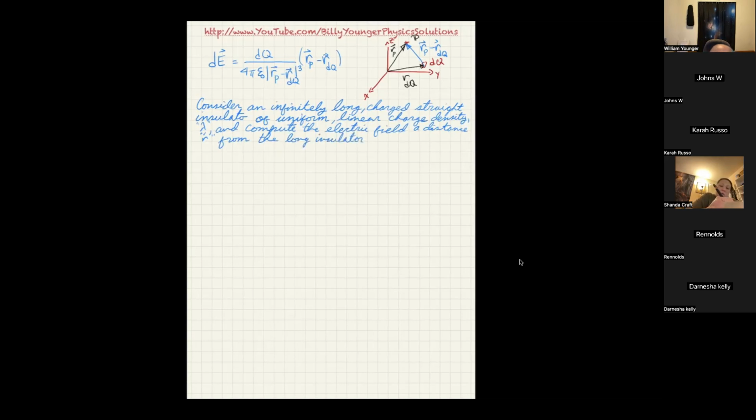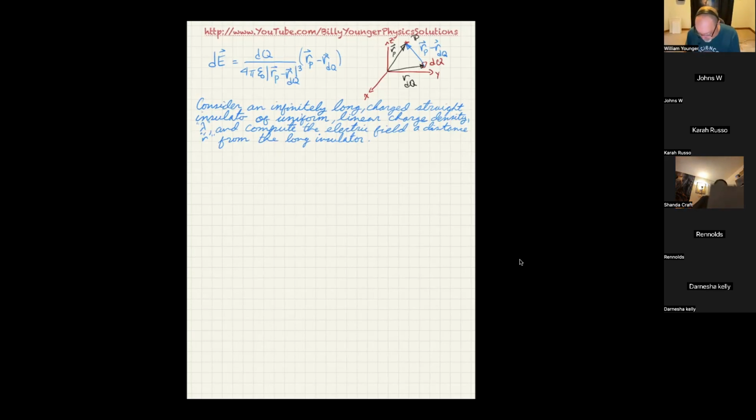And I'm saying it's an insulator just because insulators have this property where basically the charges aren't free to move around. So if I put it in an insulator, you can go on the assumption that not only is the charge uniform like it says, but it's going to continue to be uniform.